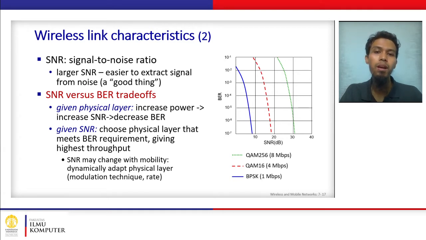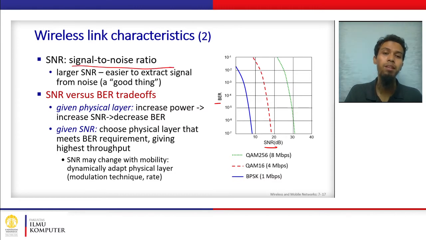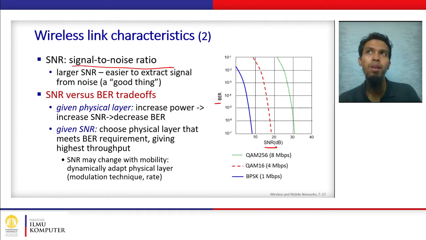In wireless links the most typical measures are BER and SNR. BER stands for the bit error rate and SNR stands for the signal to noise ratio, which we sometimes call the signal strength. Basically, if we are closer to the base station or to the access point, then the SNR is higher, after we eliminate the noise, of course.